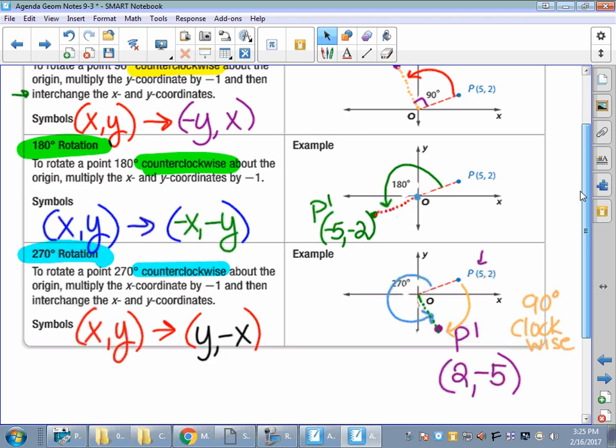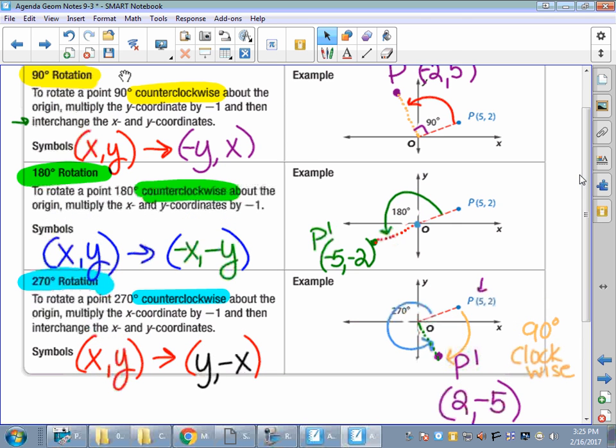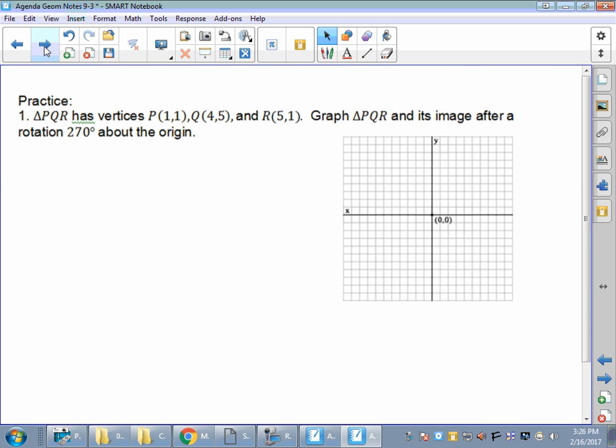So there's our 3 rules for rotations. We're never going to get crazy and use a different point other than the origin. We're just going to use the origin, and we're just going to use those 3 basic values. So let's talk about triangle PQR. It tells us the vertices. It says to graph the triangle and its image after a 270-degree rotation about the origin.